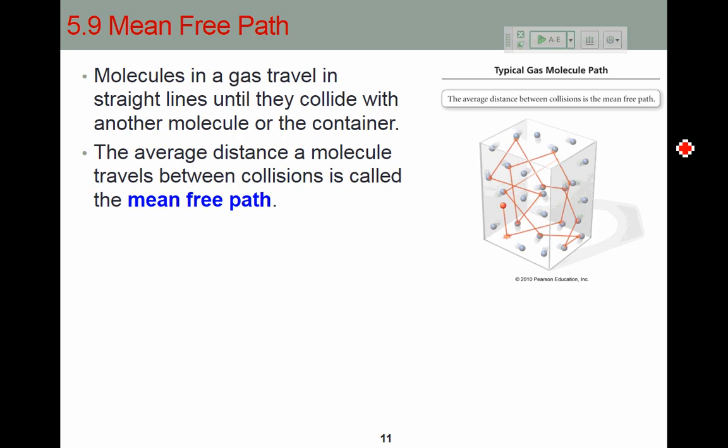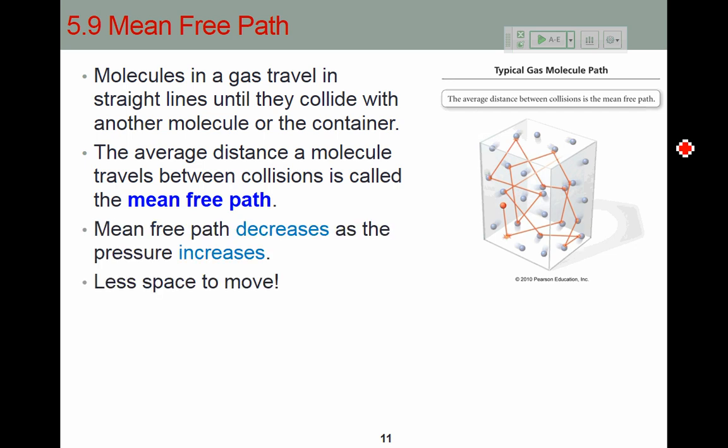So our molecules in a gas, they pretty much travel in a straight line until they hit something, either another gas or the container. So the average distance a molecule travels before a collision occurs is what we call our mean free path. And of course, the more space, meaning the fewer gas molecules or the bigger the volume, the mean free path will typically be longer because there's less of a probability it's going to hit something else.